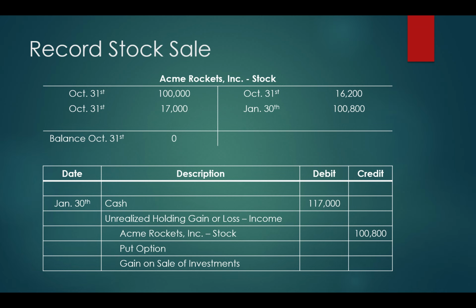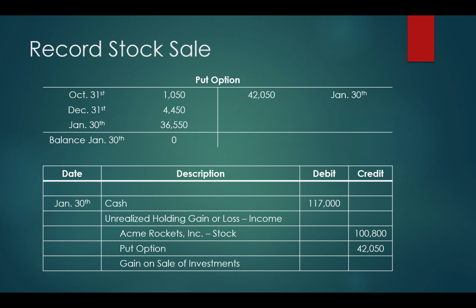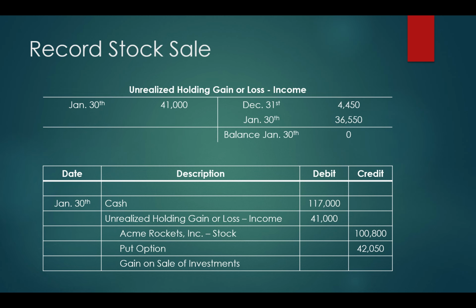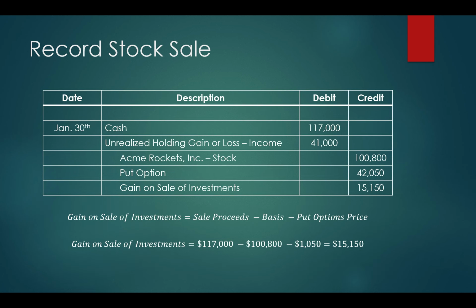To record the stock sale, we credit cash for $117,000. That is the $117 strike price for the 1,000 shares. We zero out the balance for the Acme shares by crediting the account by the basis or the $100,800. We close out the put option account by crediting it for $42,050. We also zero out the unrealized holding gain or loss income account by debiting it for $41,000. Finally, we credit gain on the sale of investments by $15,150 so that our debits equal credits.